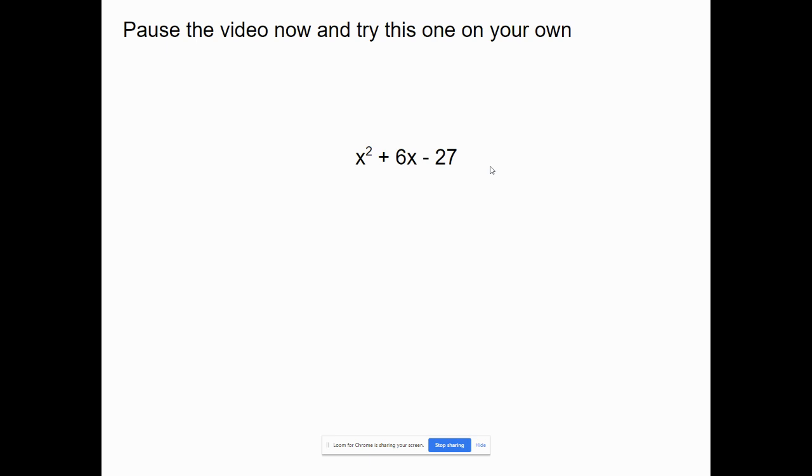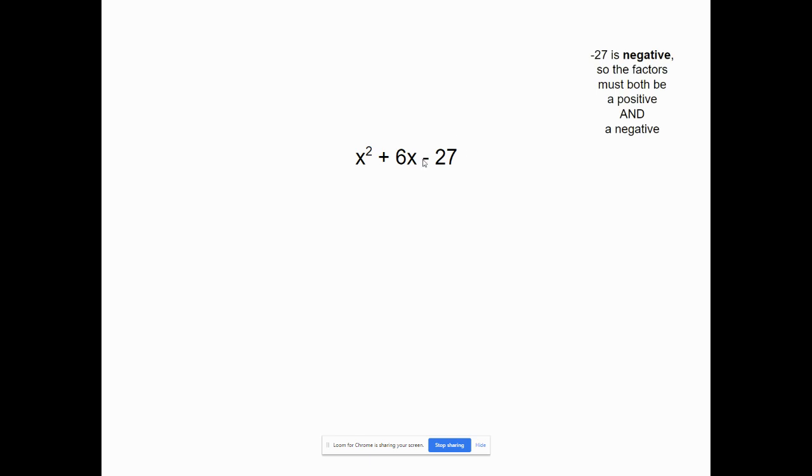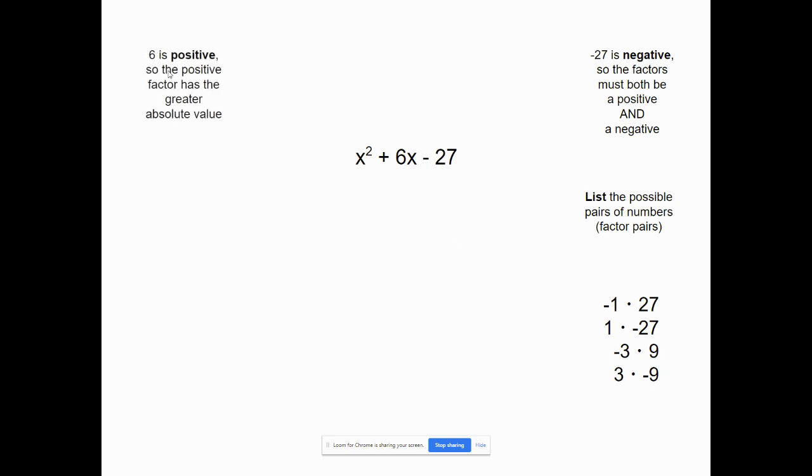All right, let's work through this last one and see how you did. So we start by looking at our negative 27. We know our factors have to be a positive and a negative. We list the possibilities, and we have these 4. A negative and a positive and a negative, and then the same signs down here. Because the 6 is positive, right here, we know that our positive factor has to have a greater absolute value than our negative factor. So we look at the possibilities in which that's the case.